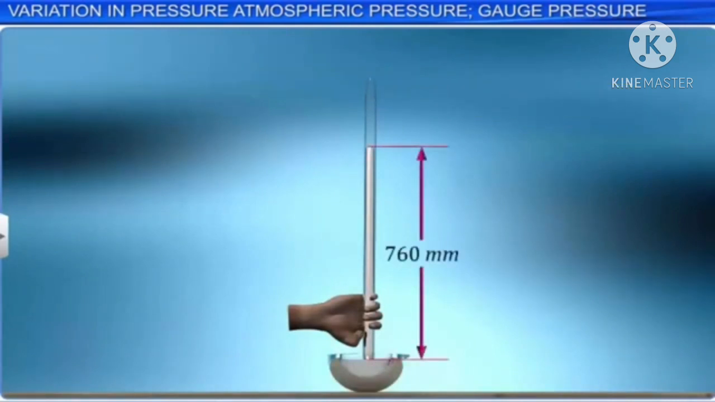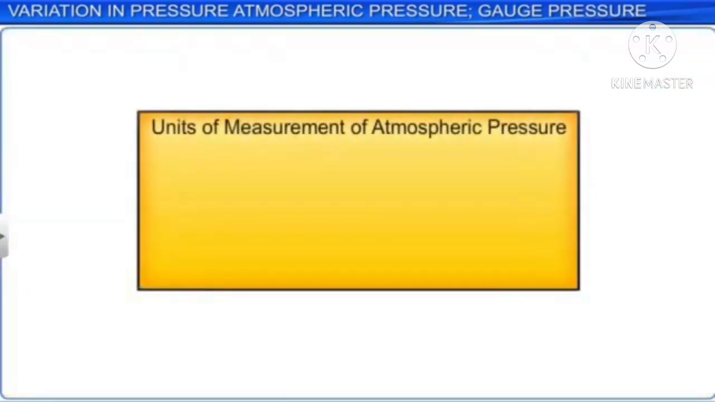There are different units of measurement for atmospheric pressure. It can be measured in millimeters or centimeters of mercury column in the barometer, or Torricelli's. 1 Torricelli is equal to 1 millimeter of mercury column. It can also be measured in Newton per square meter or Pascal in SI, or dyne per square centimeter in the CGS system, or in bars. 1 bar is equal to 10 raised to the power of 5 pascals.